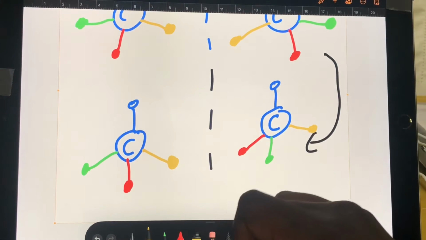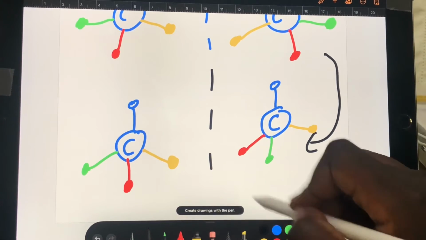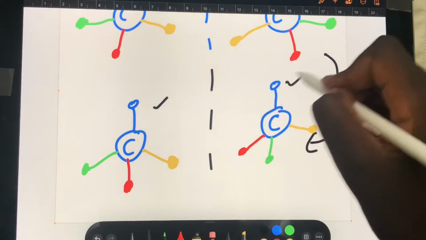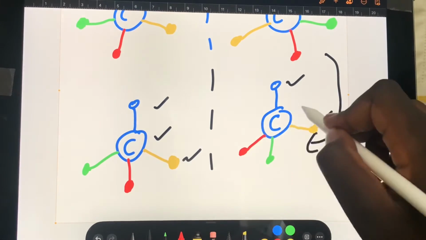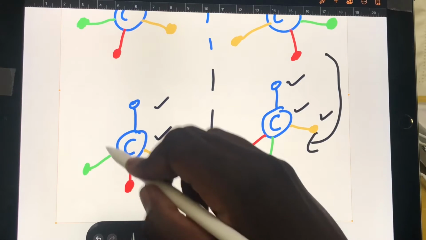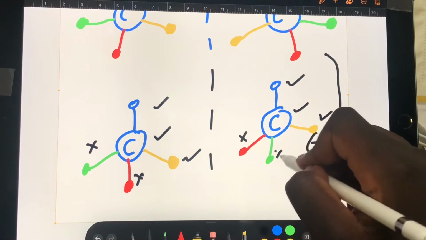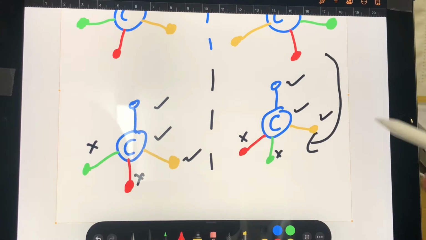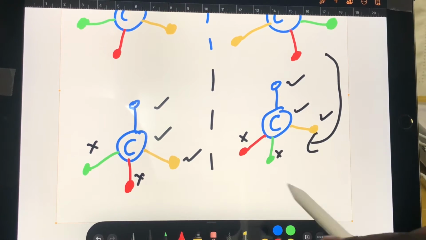So if I tick them off, these are the same. That's the same. That's the same. Carbon's the same. But these two are switched around. They're not the same. That's what I mean by non-superimposable. They're mirror images of each other, but they're not the same molecule. They can't match to be one and the same. If they were, they would be superimposable.